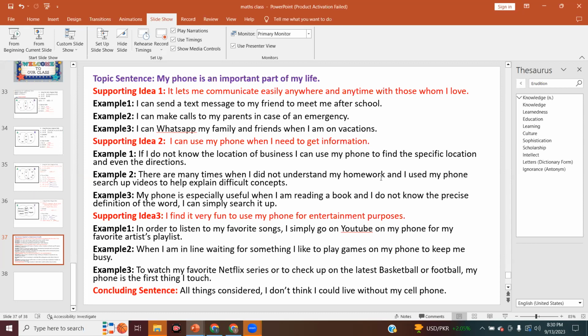So we give a topic sentence, first supporting idea, 2 to 3 examples on that. Supporting idea number 2, 2 to 3 examples or details or reasons or explanations on that. Supporting idea number 3, then 3 supporting ideas or details concerning that, right? Finally, you conclude with your concluding sentence to sum it all up, right? That's how you do it.